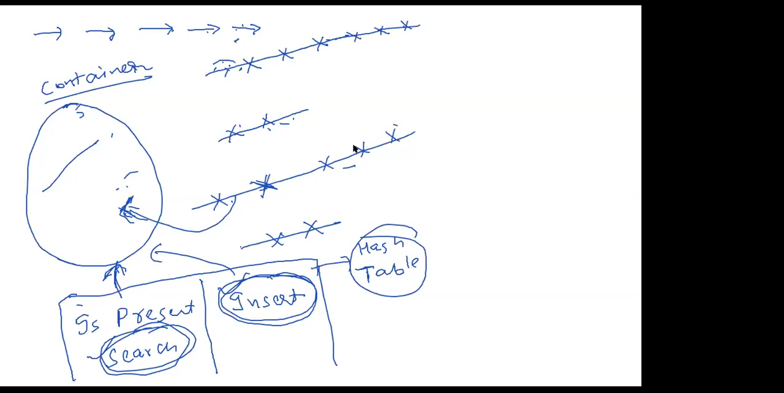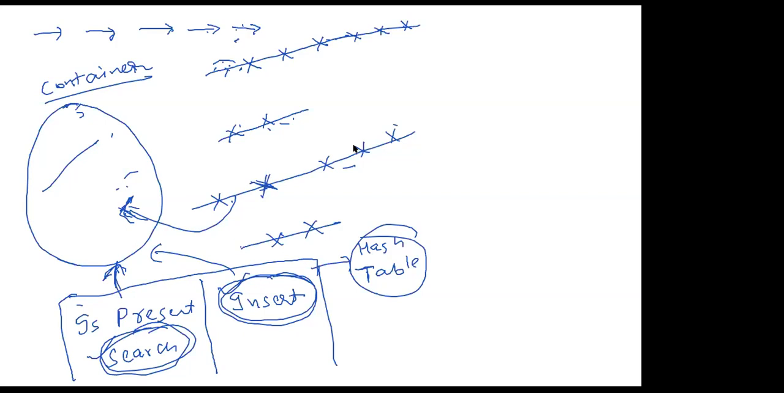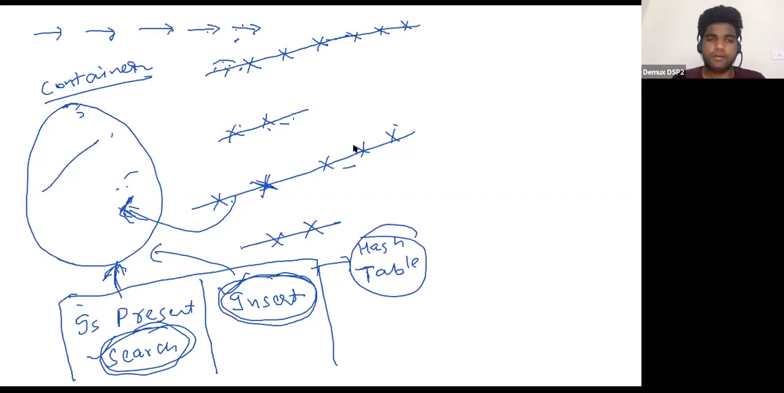Sir, but according to the hash map, for this condition, what will be the time complexity? Means there are NC2 lines. Then what will be the time complexity? It will go up to n cube then. You're right. Yes, you are right.